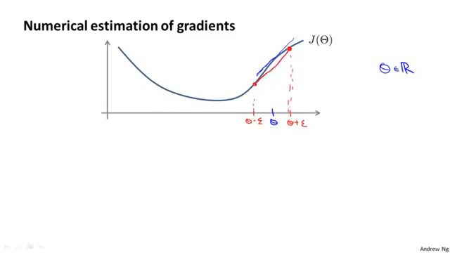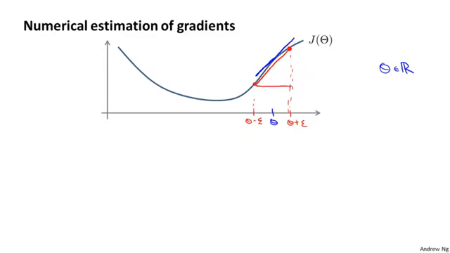and connect them by a straight line, and I'm going to use the slope of that little red line as my approximation to the derivative, where the true derivative is the slope of that blue line over there. So it seems like it would be a pretty good approximation.